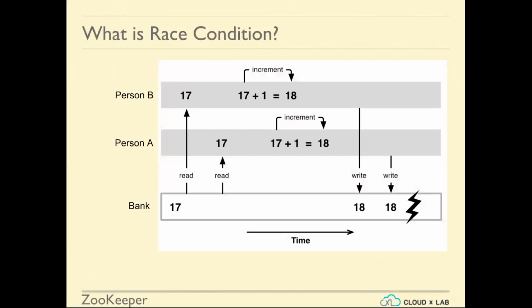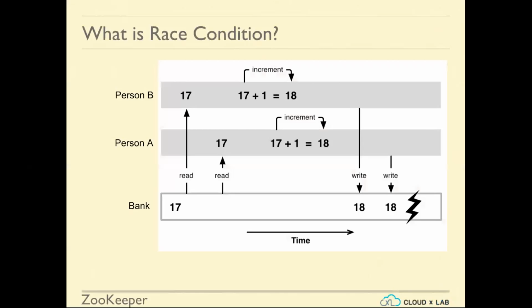Now imagine there is a bank account, and person A and person B are both trying to deposit $1 into this bank account at the same time. If there are two people trying to deposit $1 each, what should be the outcome? If the bank balance as of now is 17, it should be 17 plus 2, right? It should become 19.